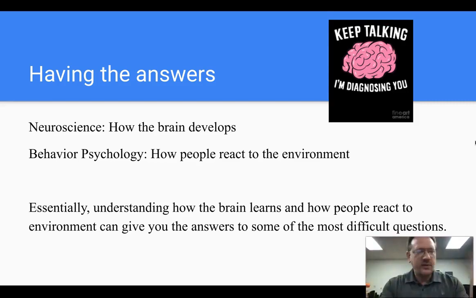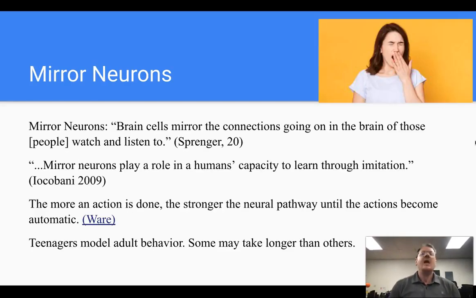As with all my videos, they're all based on neuroscience and behavioral psychology. Just to review, neuroscience is essentially how the brain develops, and behavioral psychology is how people react to the environment. By understanding both of these things and how we can use them in teaching, we essentially have the answers to the most difficult questions on why people do things and how we can best instruct our students. So I have the answer for why yawns are contagious.